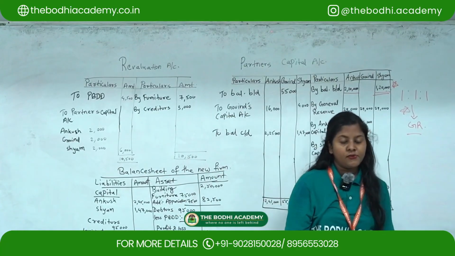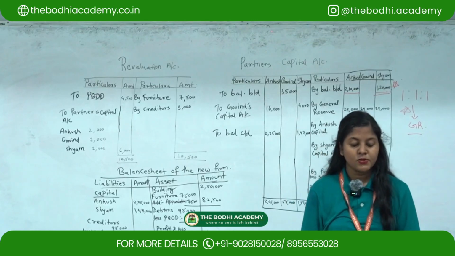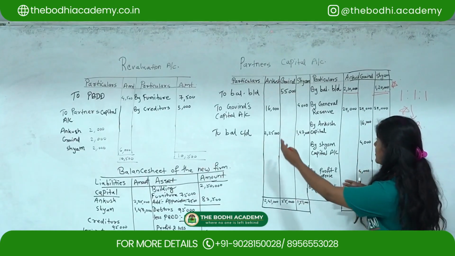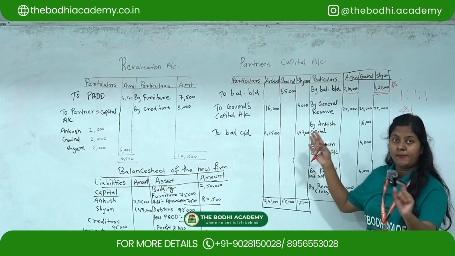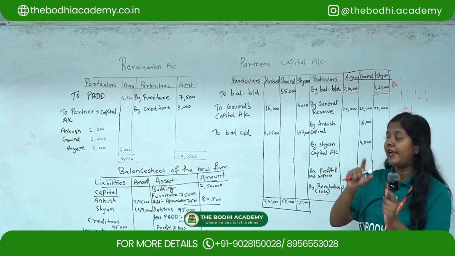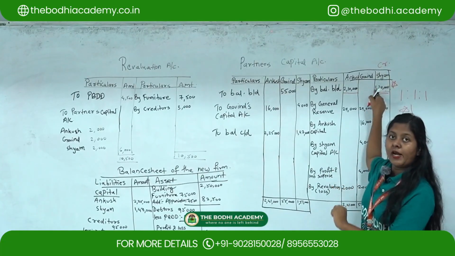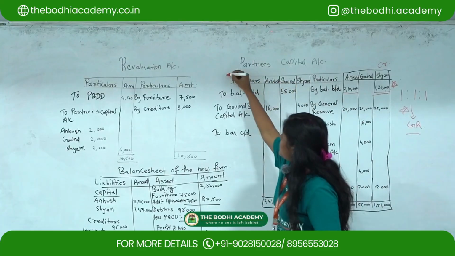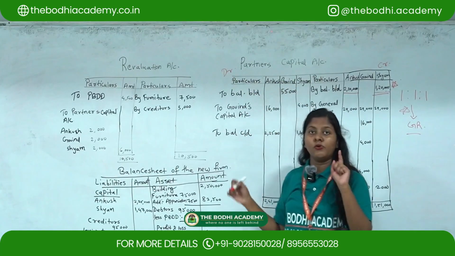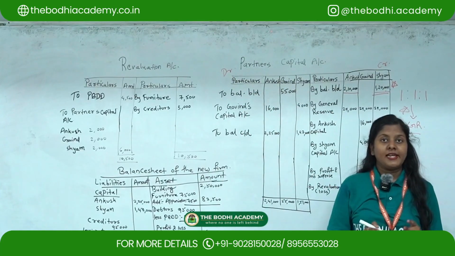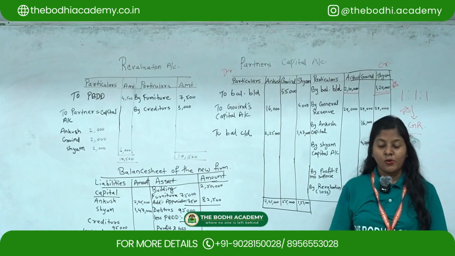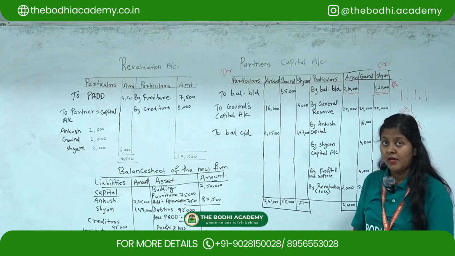Now here they have given it on the liability side. So general reserve will come on this side. Whatever is getting debited in the trial balance will get credited. That's why it came under this side, the credit side of the partners' capital account, and this one is the debit side. So that rule you have to follow: whatever is getting debited, you have to credit it to the next account.